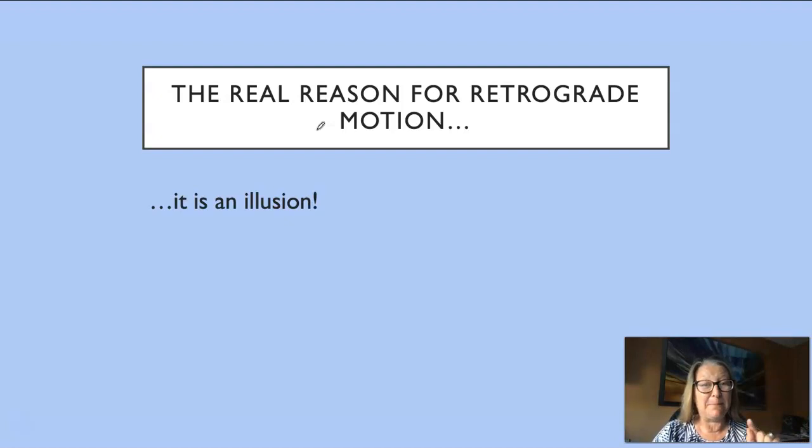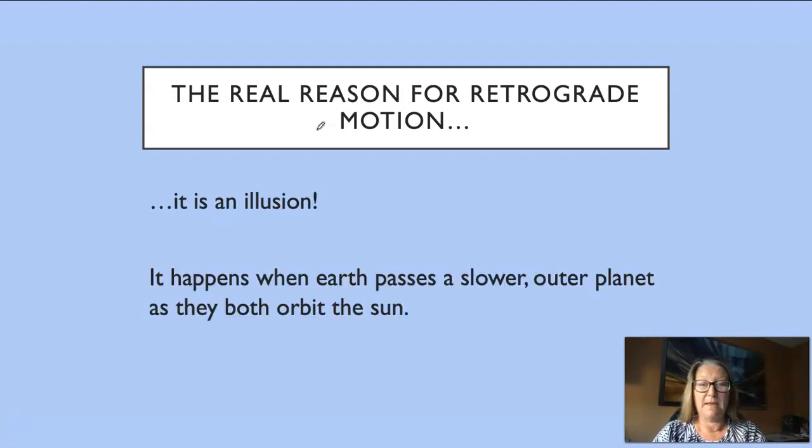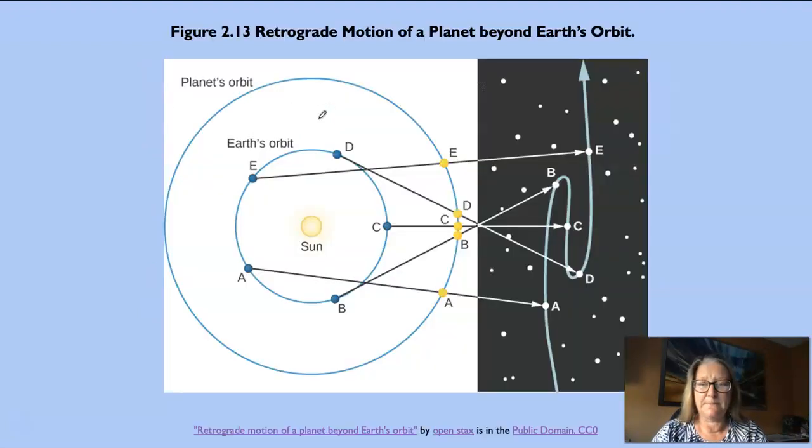Remember, I said it is an apparent motion. In fact, it happens because the Earth passes a slower outer planet as they both orbit the Sun. So let's take a look at this. Here is a figure from your astronomy textbook showing the Earth in blue orbiting the Sun and another planet a little bit further from the Sun orbiting the Sun.